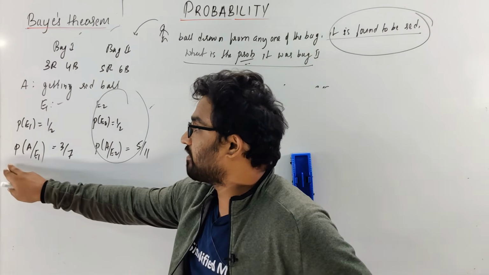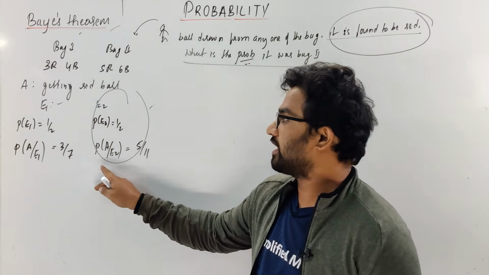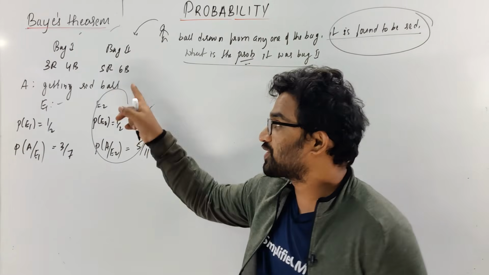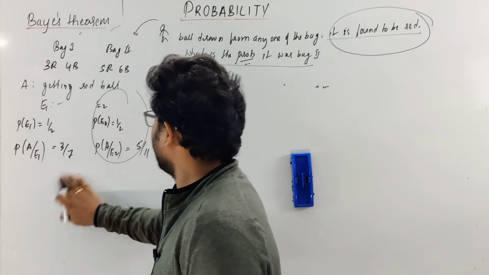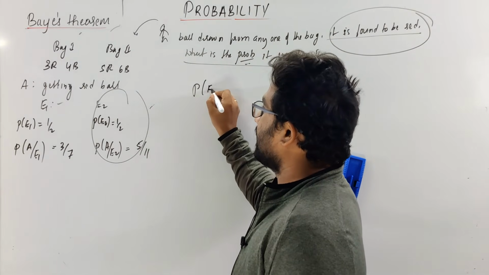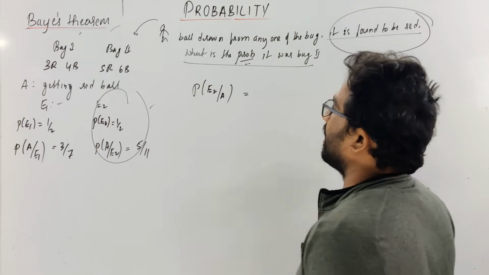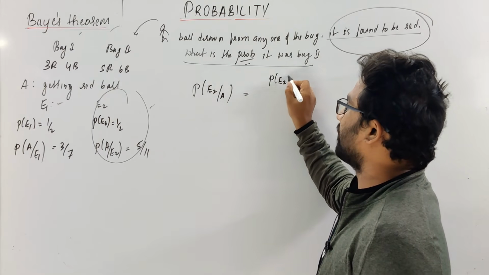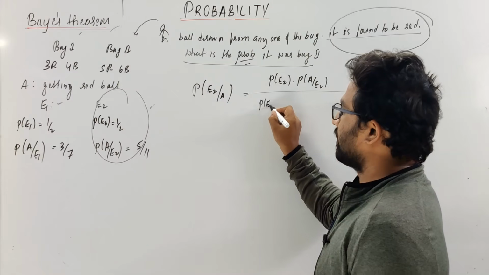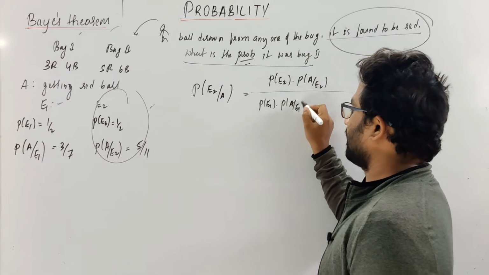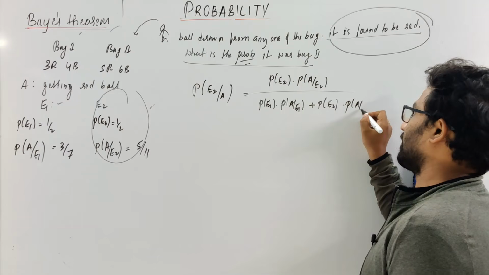Then you have to mention probability of getting a red from bag 1 is 3/7. Probability of getting a red from bag 2 is 5/11. You have to write these statements. Then you have to write the formula without fail. In the board exam you must write the formula: probability of E2 given A is given by probability of A given E2 into probability of E2, divided by the sum of probability of E1 into probability of A given E1 and probability of E2 into probability of A given E2.